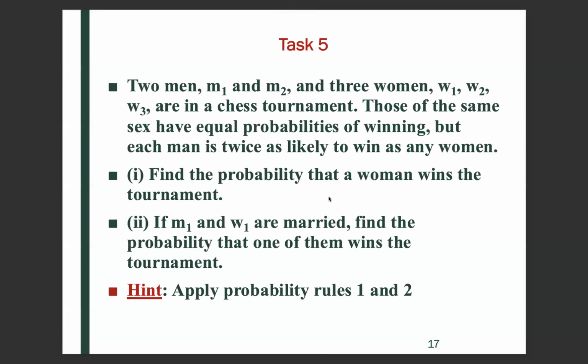Task 5. Two men, M1 and M2, and three women, W1, W2, W3, are in a chess tournament. Those of the same sex have equal probability of winning, but each man is twice as likely to win as any woman. Find the probability that a woman wins the tournament, and if M1 and W1 are married, find the probability that one of them wins the tournament. Hint, we're going to apply probability rules 1 and 2.